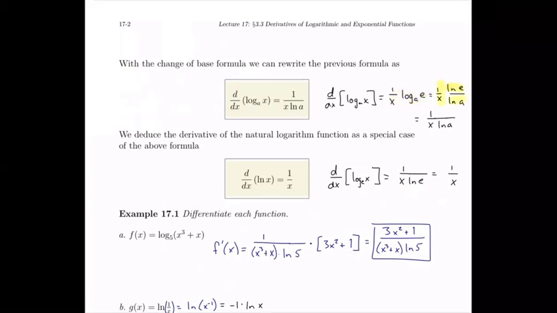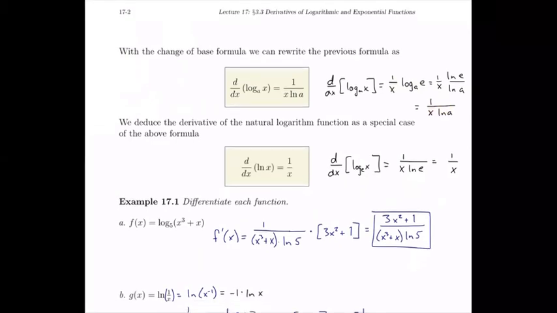1 over x is just hanging out. And then I've got natural log of e, well, that's 1. e to the what power is equal to e? Well, e to the first power is equal to e. That's how we evaluate these logarithms. At least it's one way to think about evaluating them. So this ends up being 1 over x natural log of a as asserted right here. So that's a nice quick derivation of that.